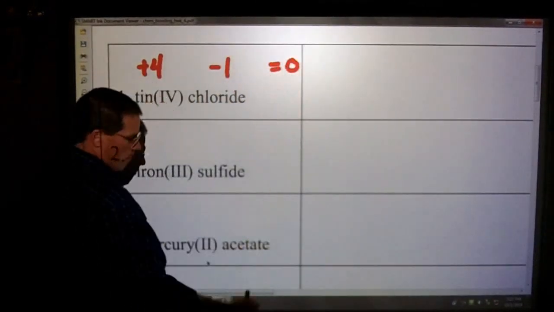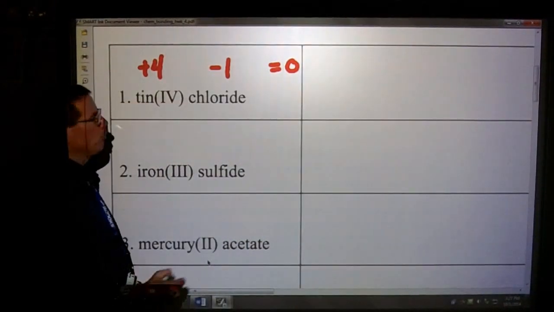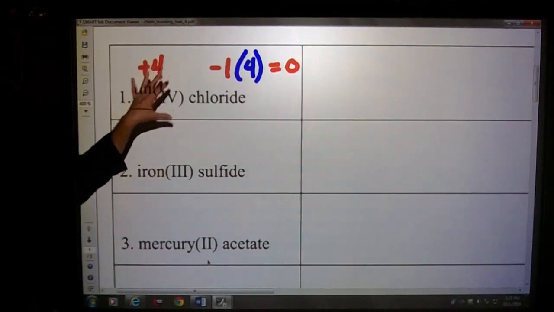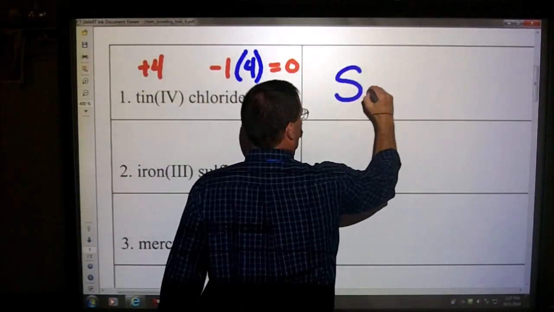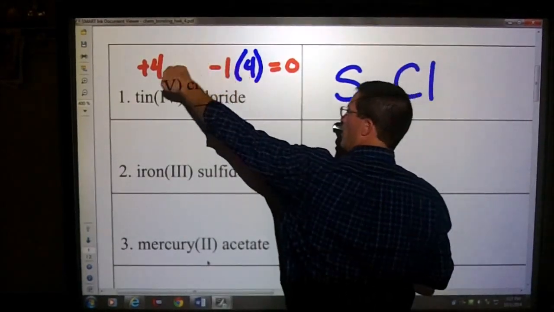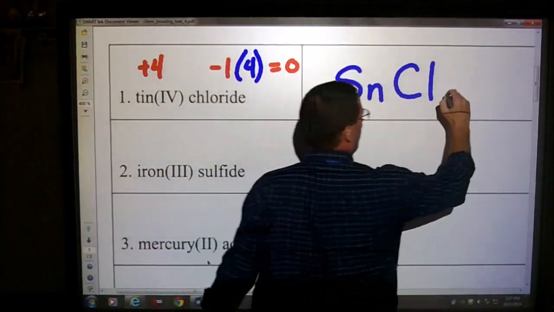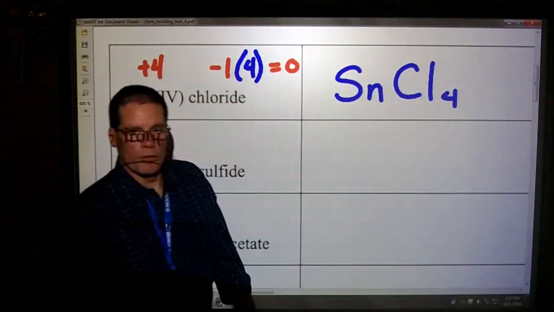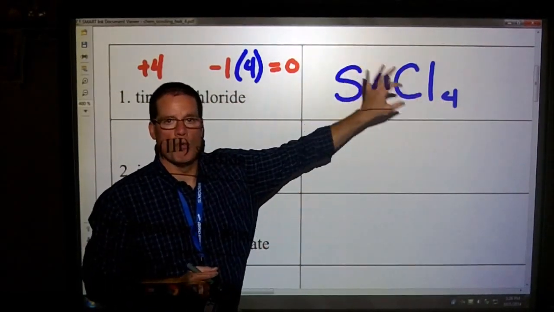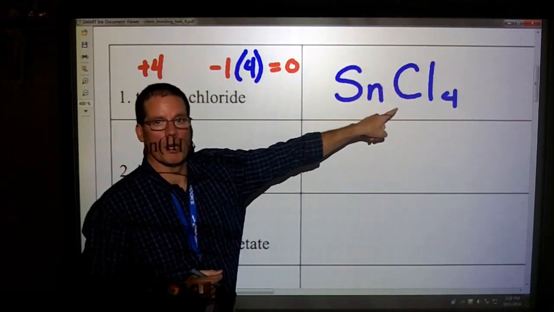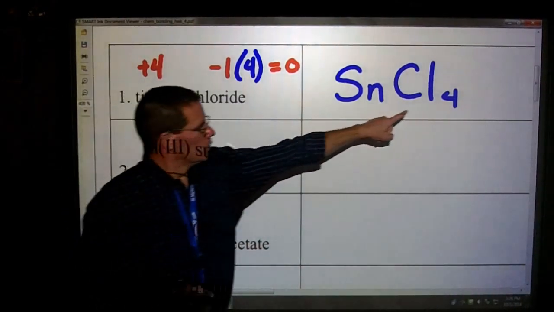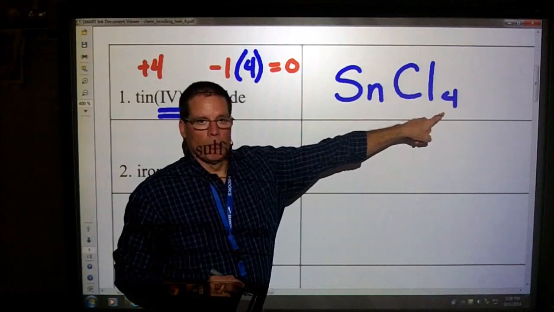Does that equal 0? The answer is absolutely not. So that means that we need 4 of those. So when I go and write this out, we have to write the correct symbol: tin, Sn, and then chloride, Cl. And since we have a 4 there and a 1 there, we're not going to put a subscript here, but we'll put our subscript there. This is probably a little easier because there is no Roman numeral in the formula. You never, ever place a Roman numeral in here. Only Roman numerals go in the name. Only Arabic numbers go as subscripts.